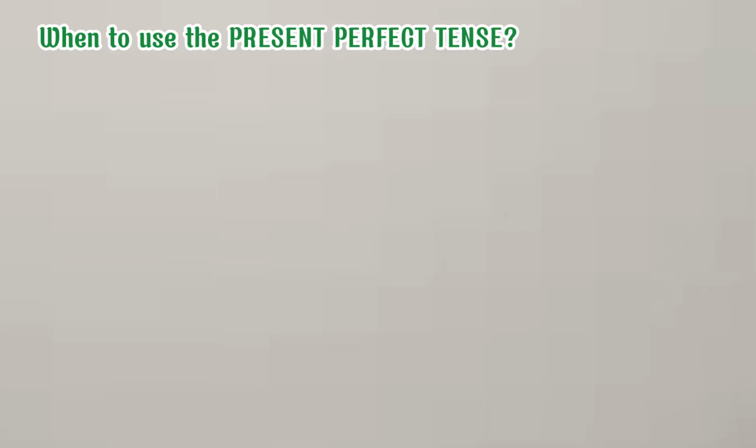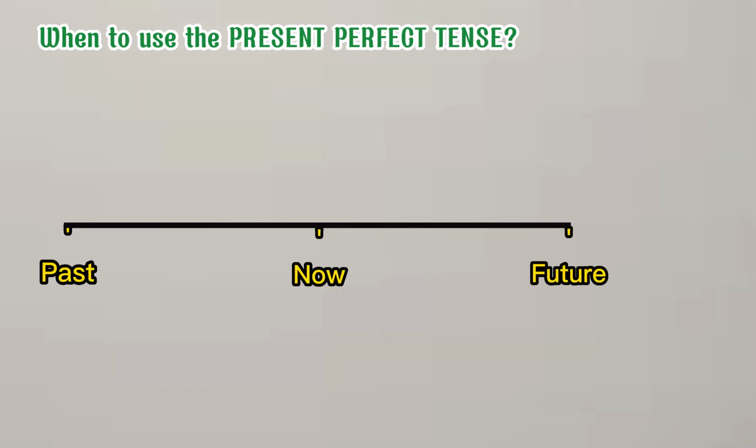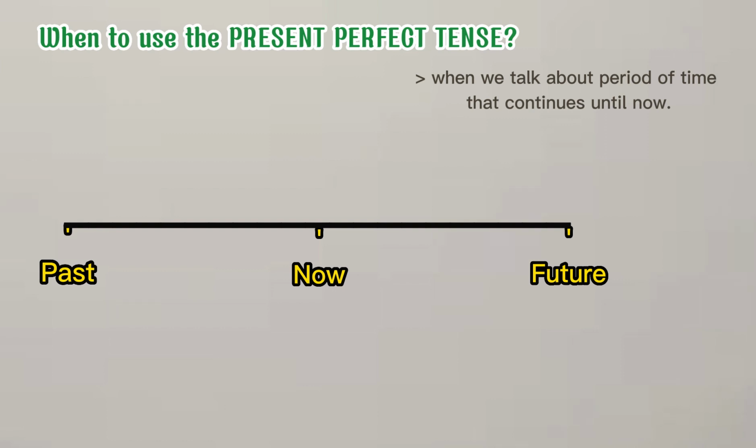Now let's discuss when to use the present perfect tense. Let's use a timeline for you to understand easily. So we have here from past, now, to future. Okay, so when we talk about a period of time that continues until now, that is the present perfect tense. Okay, especially if we talk about life experiences.